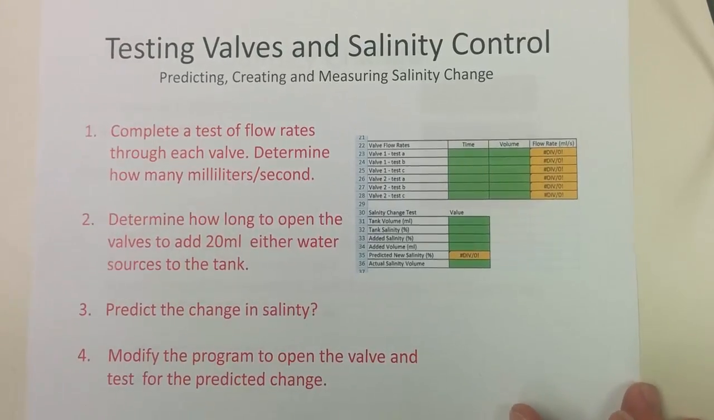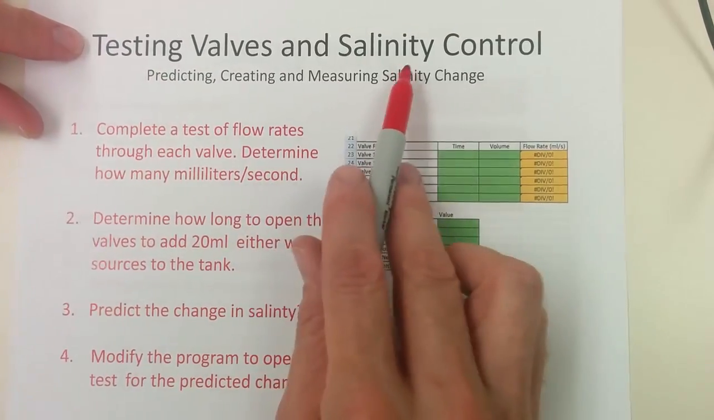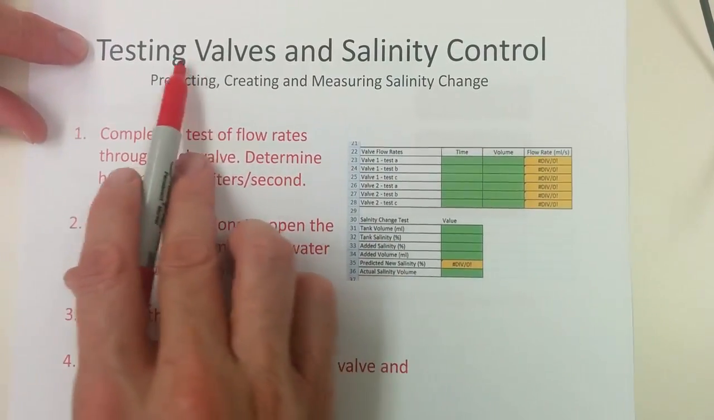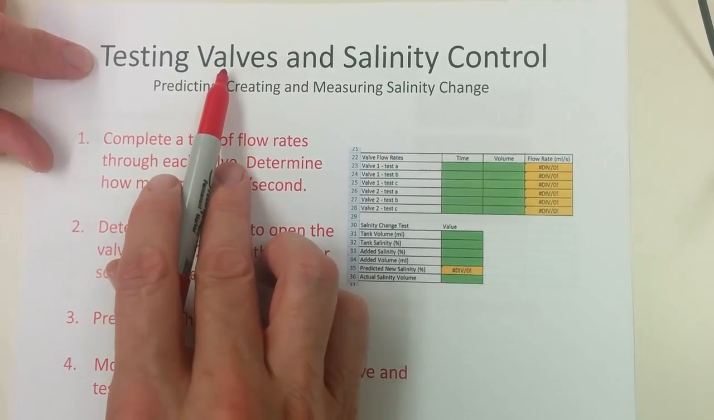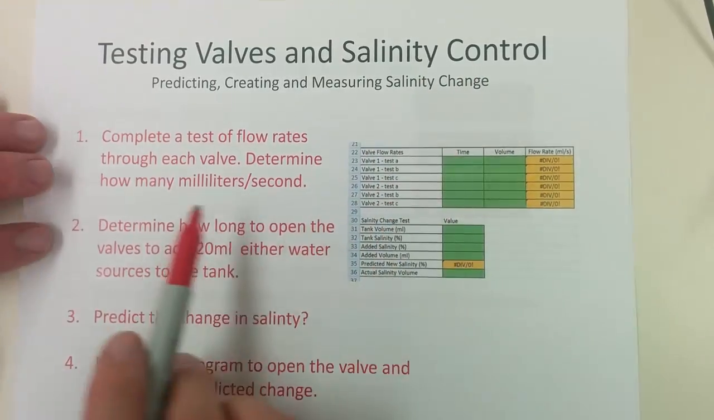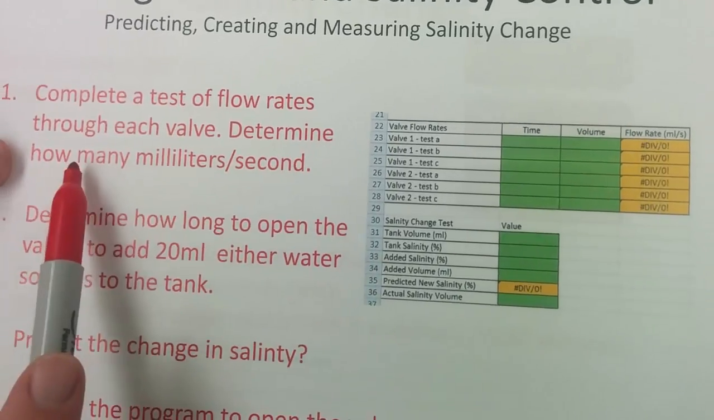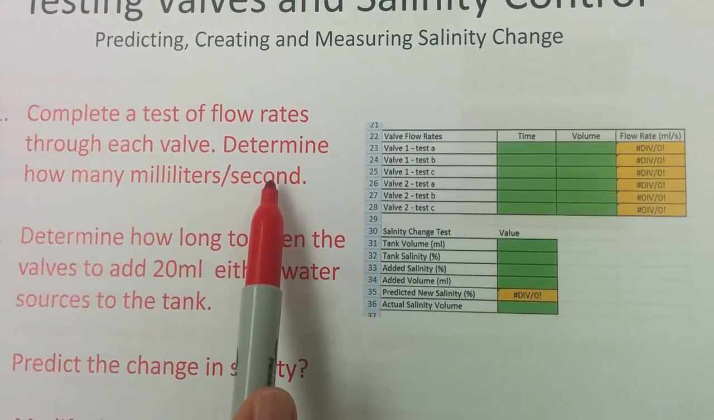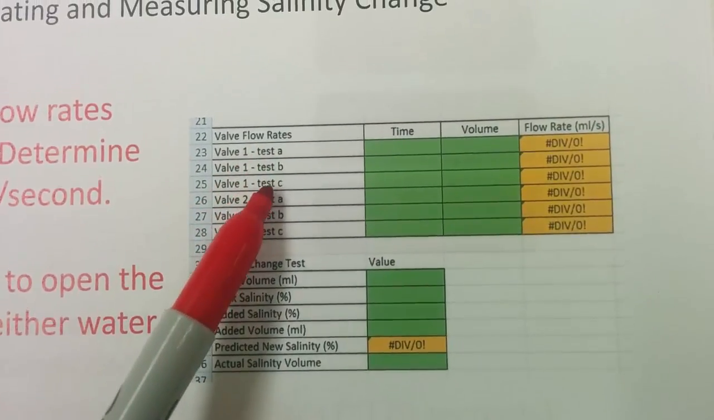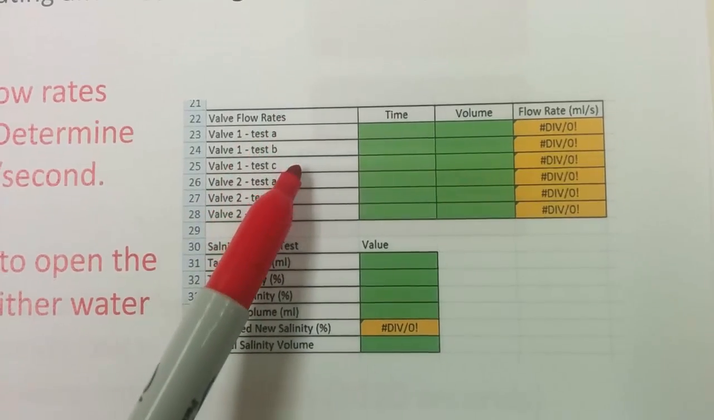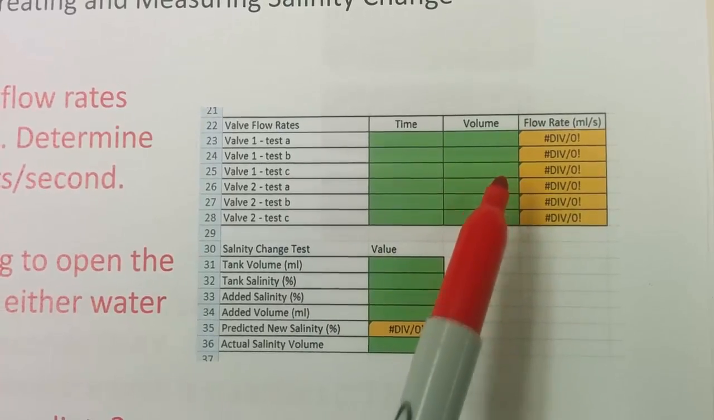All right, so just like week 10, in week 11 we're going to test our ability to control the salinity level. That means we have to test our valves to know how much water they add in order to change the salinity. So item 1 is to complete a flow rate test on each valve. We're going to determine how many milliliters per second flow through the valves. You've got a data sheet like this, and we've got valve 1 with 3 test samples and valve 2. We're going to go ahead and do 3 samples on valve 1 here and show you how to complete this operation.